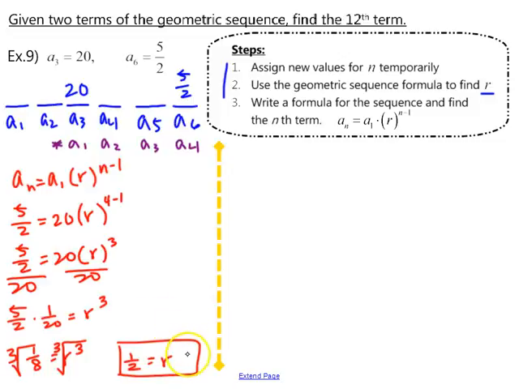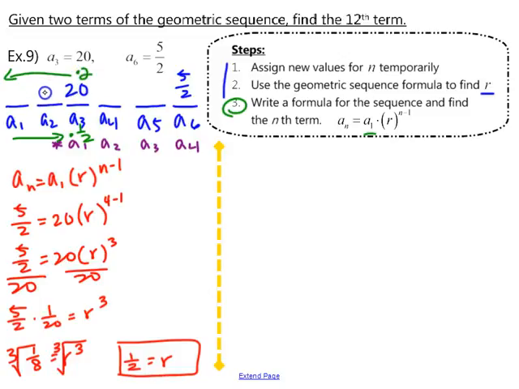So hopefully you found that the common ratio was equal to 1/2. That means that as we move each term to the right, we're going to multiply by 1/2. So our very first step in part 3 is to find a sub 1, our first term. If we multiply by 1/2 going to the right, we need to do the opposite going to the left so that we can find a sub 2 and then a sub 1. So instead of multiplying by 1/2, we're going to divide by 1/2, which is the same as multiplying by 2.